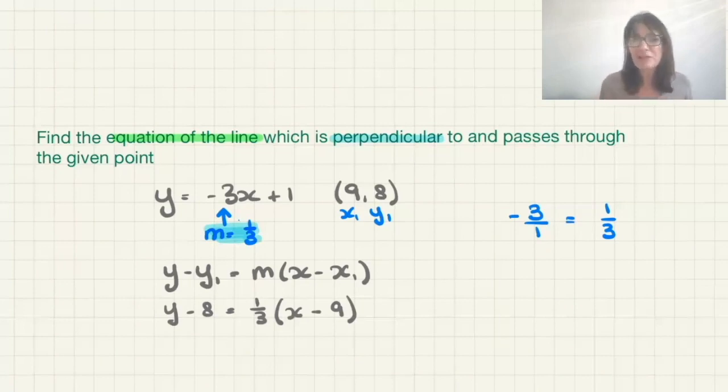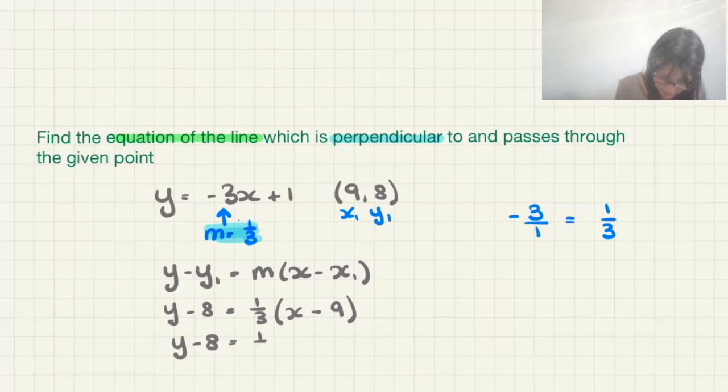Just make your life easier by using the calculator for this if you would like to. Okay, so let's keep going. I've got y minus 8 equals a third x. So I've just expanded that bracket.